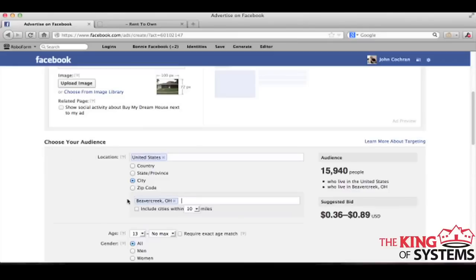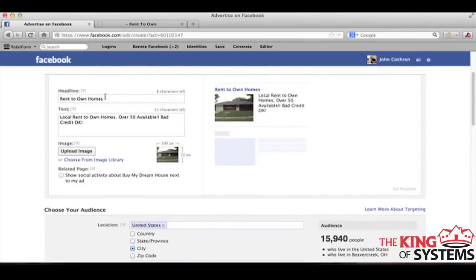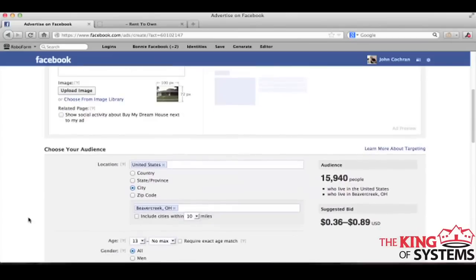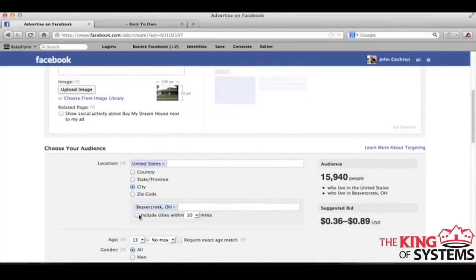Okay, so you just choose your audience right here, Beaver Creek, Ohio, and if you always want to boost your conversions as well, you could also do a headline like Beaver Creek Homes. Okay, that will help out. So you're targeting people in Beaver Creek, the city, and then you have right here Beaver Creek Homes. That would help your conversion as well. So that's another trick for you. I always go through, and since we do one ad per city, I always have the checkbox right here checked, include cities within 10 miles. I just always go through and check that.